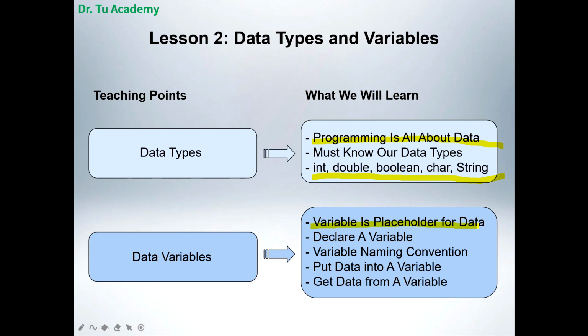A variable is a placeholder for data. For different types of data, we need different types of variables to hold it. How do we use variables? We first declare a variable. Then we need to put data into a variable or get data from a variable. I will talk about the variable naming convention later.